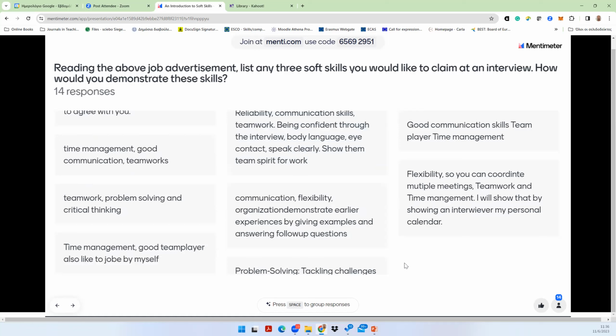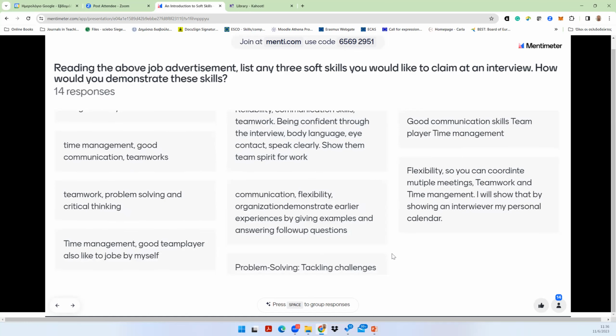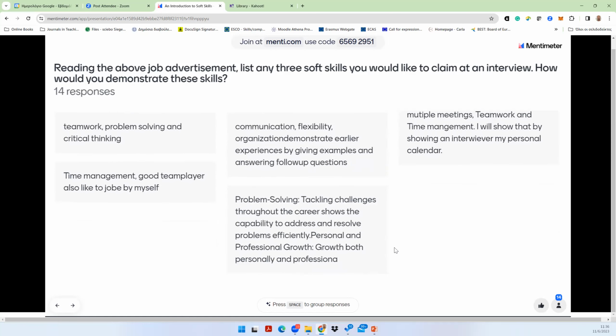is something that will help to build your confidence, and this will be expressed, as Michaela has mentioned, from your body language. Communication, flexibility, problem solving, tackling challenges through the career shows, and etc.